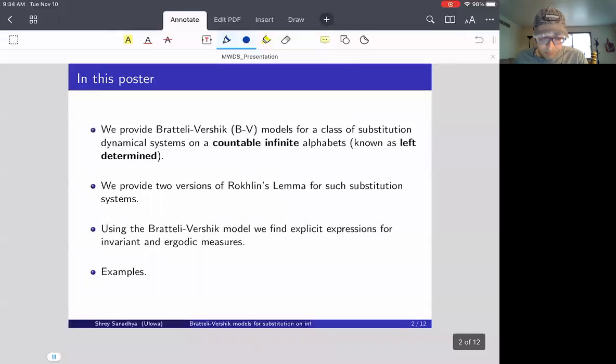In this poster, we will provide Bratteli-Vershik models for a class of substitution dynamical systems on countable infinite alphabets. This class is known as left determined, and I'll give a definition of left determined. We will provide two versions of a Rokhlin-type lemma for these substitution systems. And using the Bratteli-Vershik model that we have come up with, we will find explicit expressions for invariant and ergodic measures for the substitution dynamical system on countable infinite alphabets. And in the end, I will finish with at least one example illustrating our work.